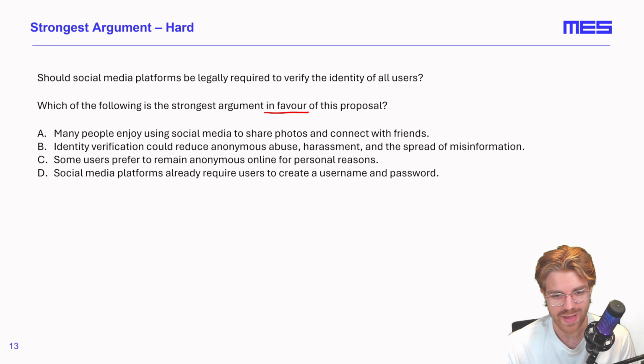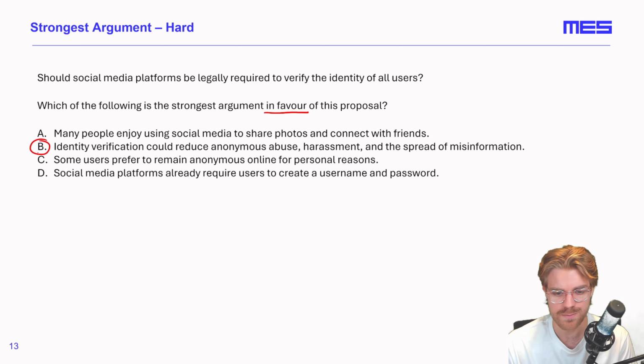Let's take a look. So A, many people enjoy using social media to share photos and connect with friends. This is neither in favour or against the proposal, and it's also relatively irrelevant because we're not talking about the verification of the identity. B, identity verification could reduce anonymous abuse, harassment, and the spread of misinformation. This is a good, strong argument. It is specific and relevant to the question, and it is backed up and supported. So B is our correct answer here.